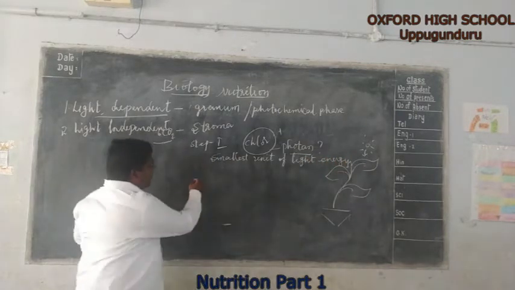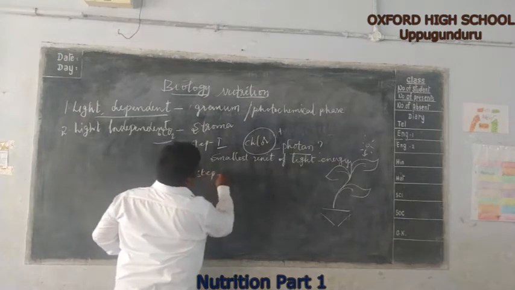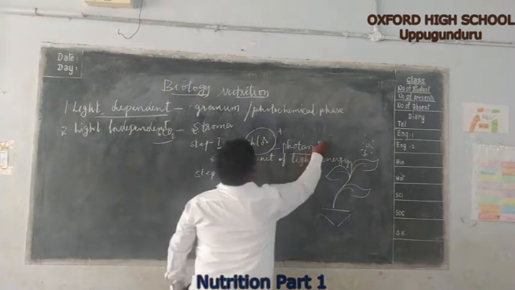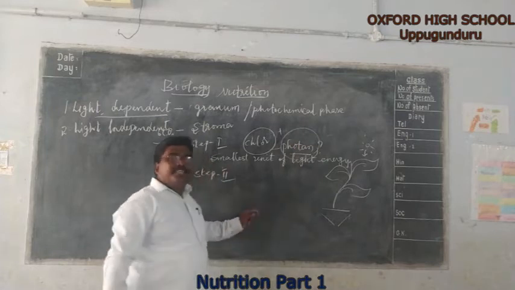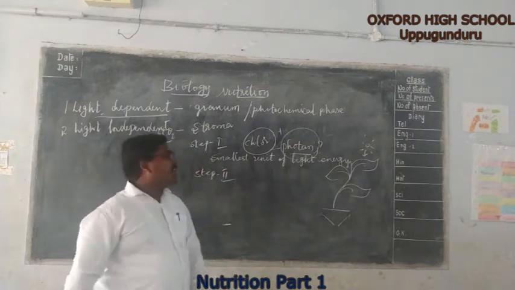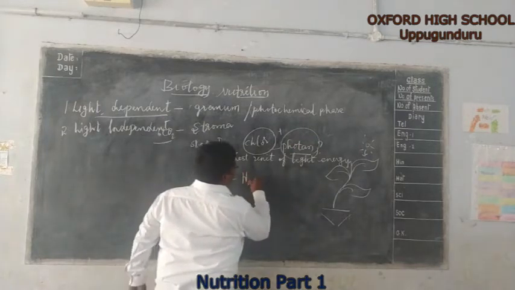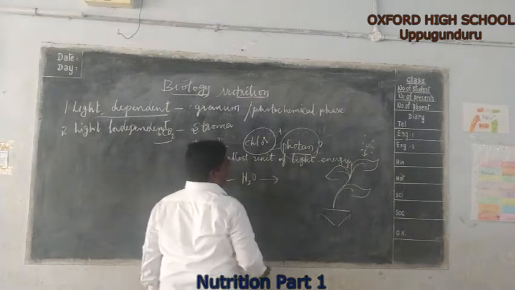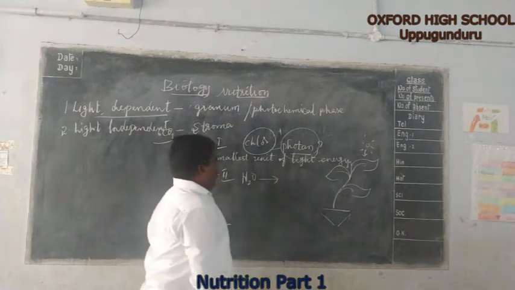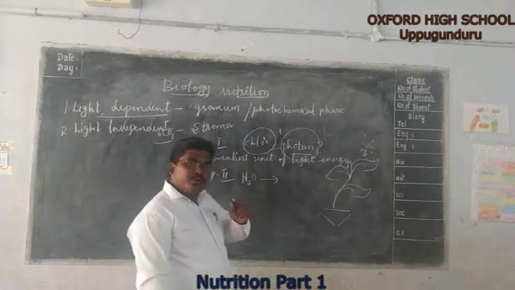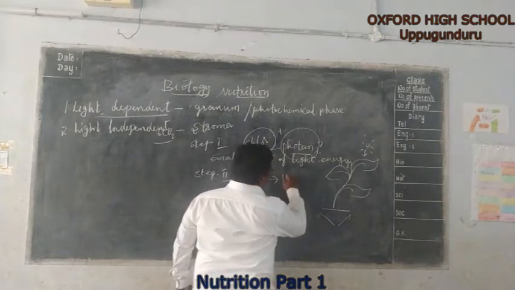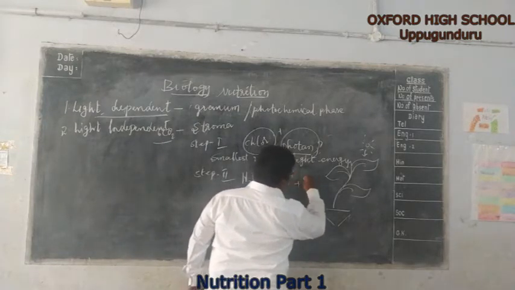That's step 1. In step 2, this photon energy is useful for the splitting of the water molecule into two component ions, named hydrogen and hydroxide.